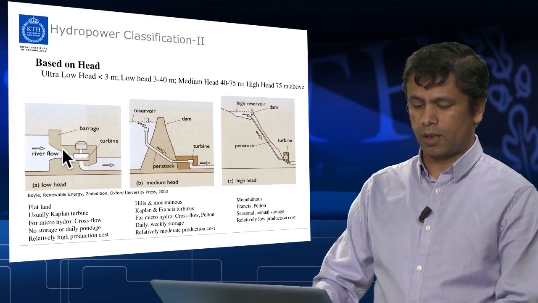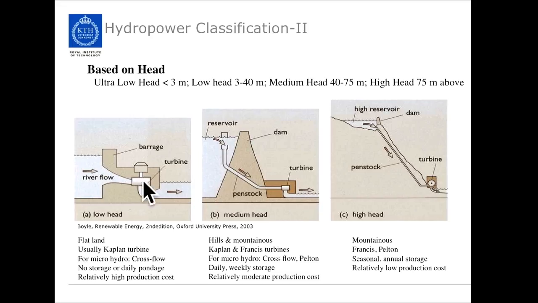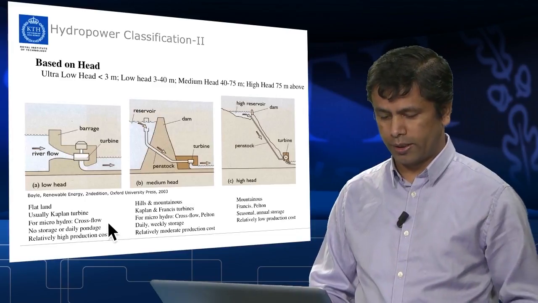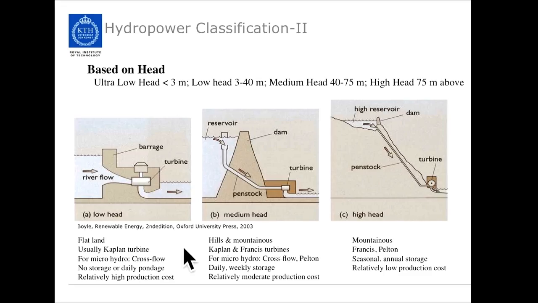If you look at the low head, this kind of project is mainly installed in flat land, and usually Kaplan turbines are used and most suitable for this kind of project. But if you want to install small hydro projects or micro hydro projects, then in that case the cross flow turbine will be suited for the low head. These projects basically have no storage or only daily pondage, and relatively this kind of project has high production cost.